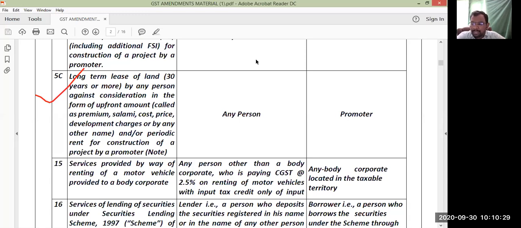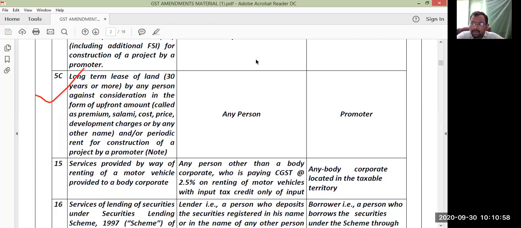Now, in this case, who is the supplier? In our example, the government is the supplier. It is giving you the development rights in that particular land on a lease basis. And who is the recipient? The promoter is the recipient. And the lease period must be 30 years or more. In that case, the services are taxable under reverse charge mechanism.